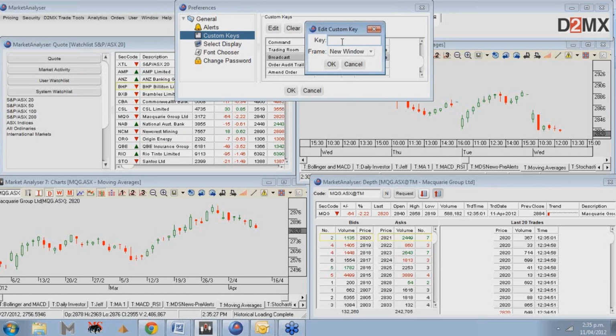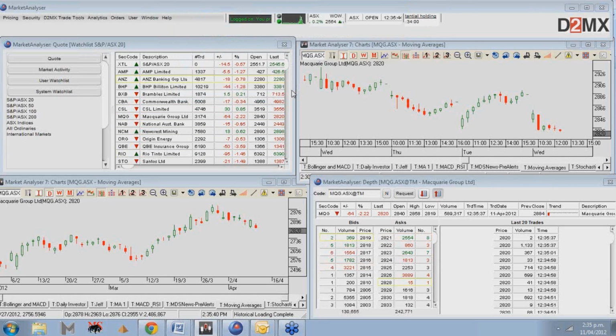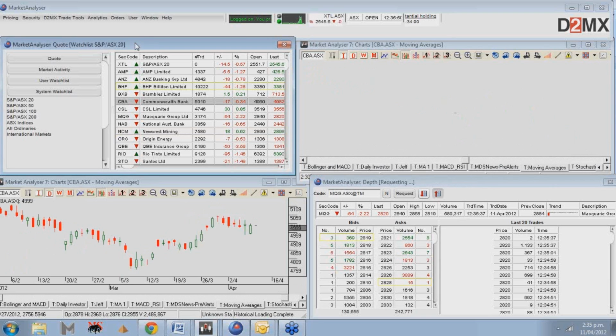Now it's asking what key do you want to bring up the broadcast function. If you now push F2 on the keyboard, it will automatically put in F2 and tell it OK. OK again. And now all we've got to do to broadcast through the platform is click on the share and press F2 on my keyboard, and everything is updated.